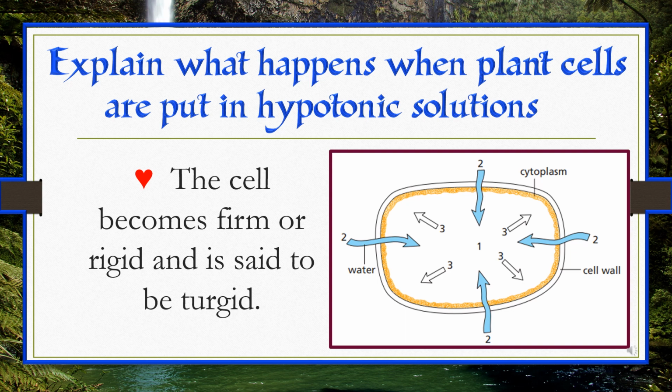That is what happens when a plant cell is put in a hypertonic solution. It will take in water, the vacuole will expand, exert turgor pressure onto the cell wall, and the cell will become firm and rigid, and we say that the cell is turgid.